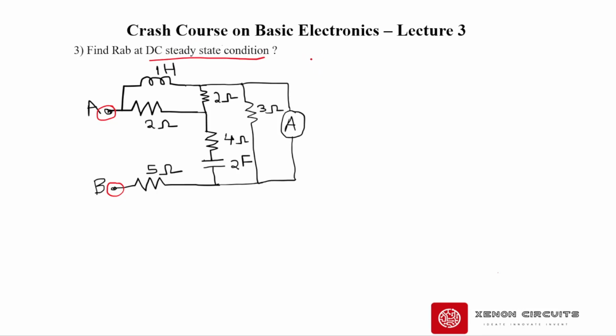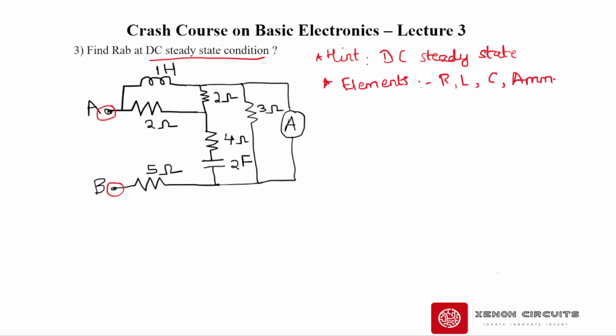So this is the biggest hint for us, right? The hint is DC steady state, right? And what are all the elements we have here? We have a resistor, we have an inductor, we have a capacitor, and we have an ammeter.